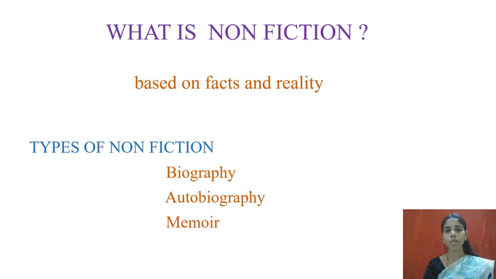The third one is memoir. What is memoir? A memoir is a story about a particular moment in a person's life written by their own. The best example for memoir is The Diary of a Young Girl by Anne Frank.